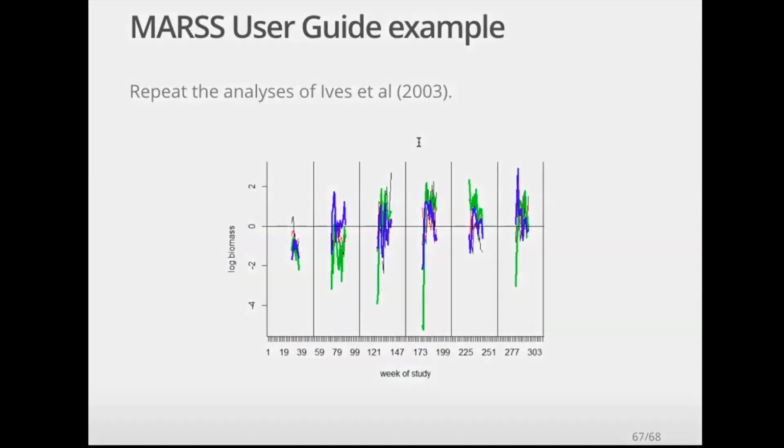All right, so in the user guide, as I said, it walks through repeating the analysis that you'll see in the Ives et al. 2003 paper. They very nicely shared their data, and we have that data in the MARSS package. And so you can go through and basically redo their analysis, very close to their analysis. It's a little bit different.